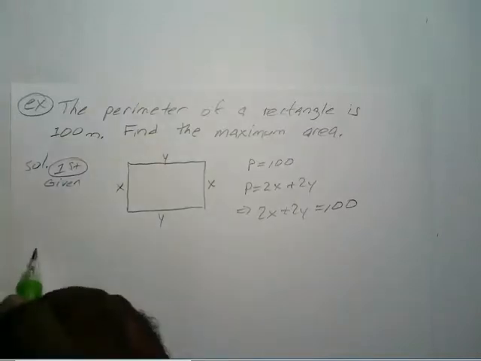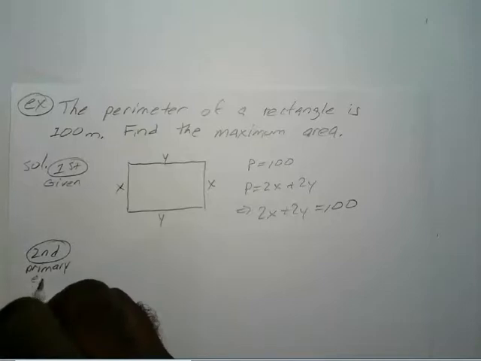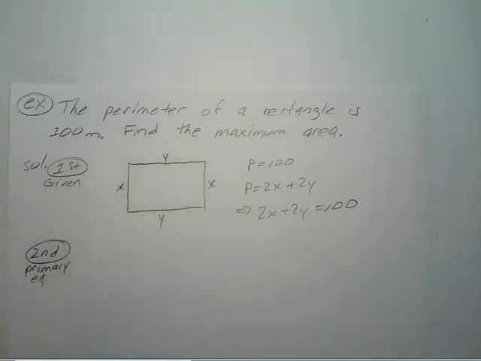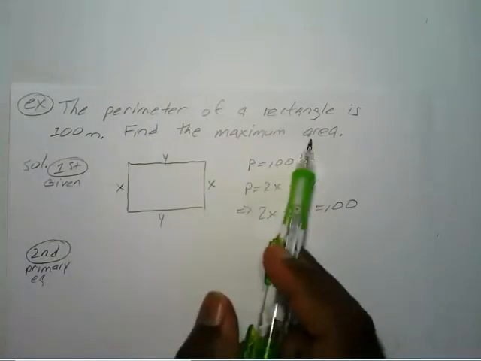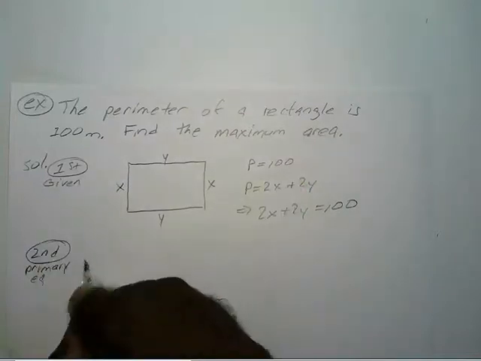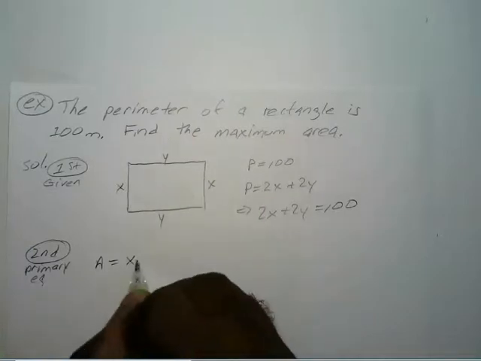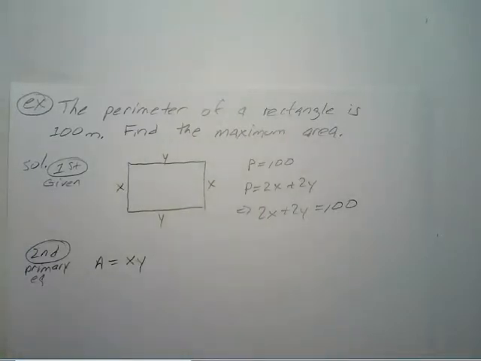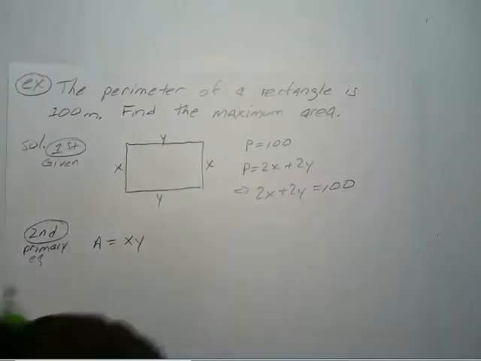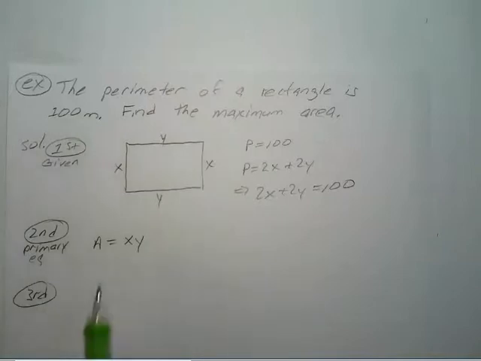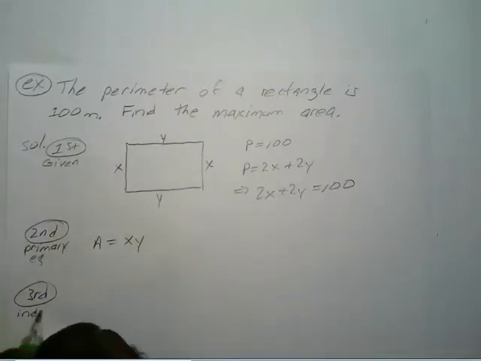Now second, we need our primary equation. We're looking for the maximum area. We know that the area equals length times width, or x times y. Now our third step is we need to reduce this to one independent variable. You can't have it a function of x and y.